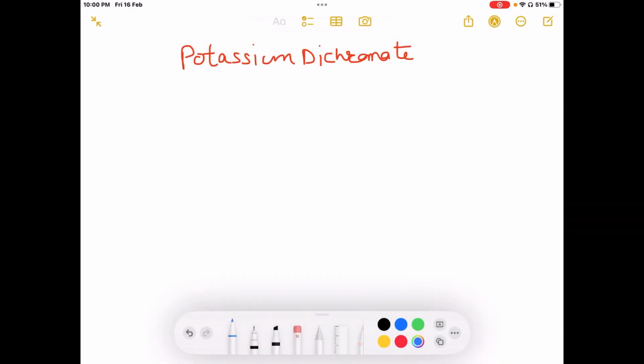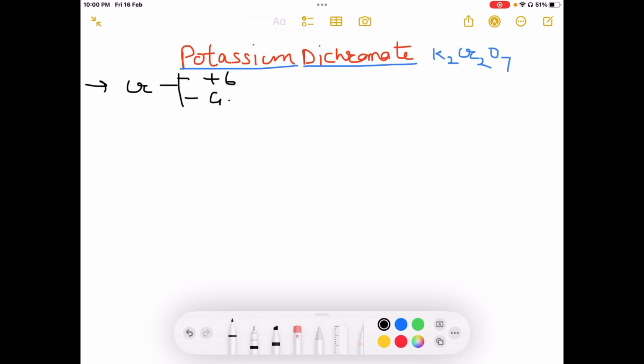Hello everyone, let's discuss potassium dichromate, its preparation and its properties. The formula of potassium dichromate is K2Cr2O7. It is a compound of chromium where chromium is present in the +6 oxidation state, and the group number of chromium is also 6. So this is a frequently asked question in our CBSE exam: give an example of a compound where the oxidation state and the group number are the same. In that case you can write the dichromate ion.